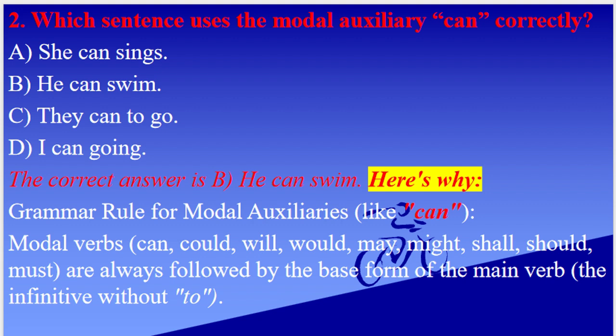Here's why. Grammar rule for modal auxiliaries like can: modal verbs can, could, will, would, may, might, shall, should, must are always followed by the base form of the main verb, the infinitive without to. Why the other options fail.